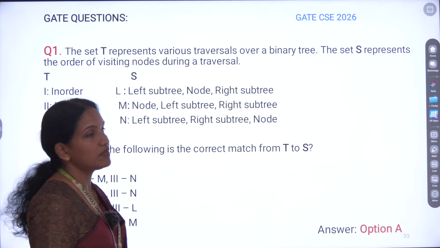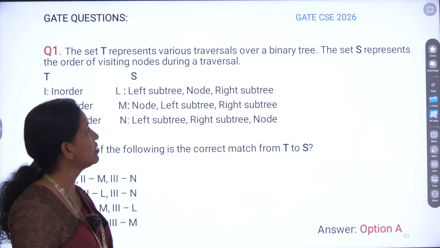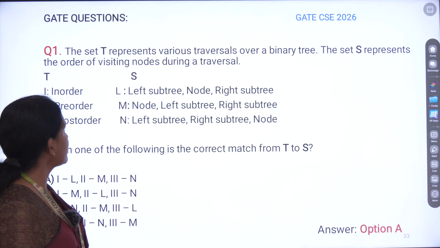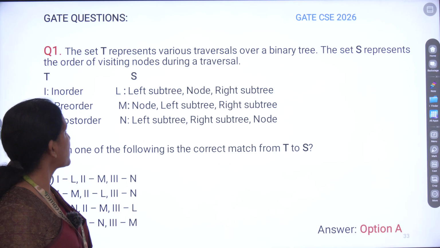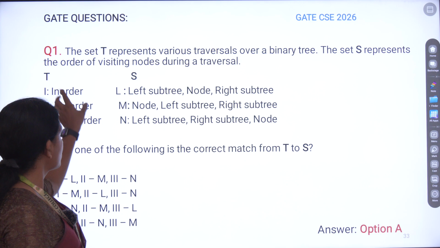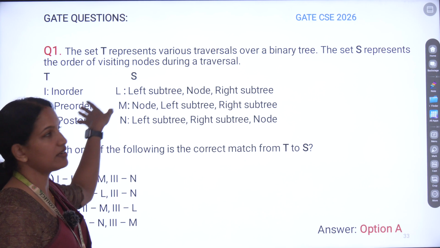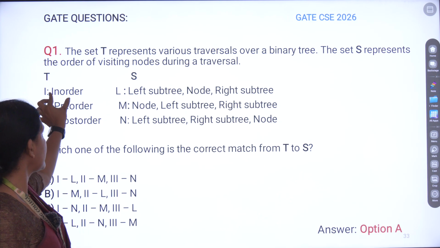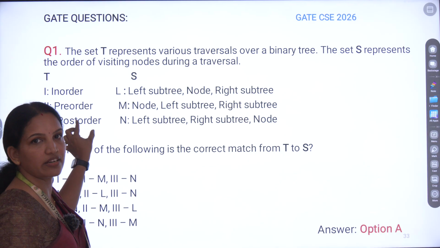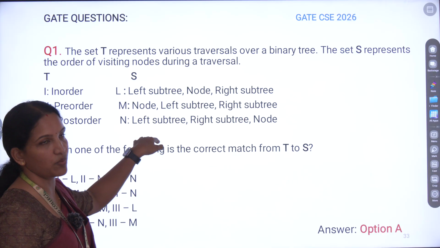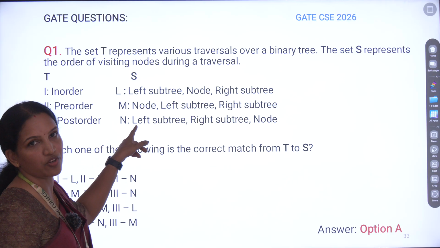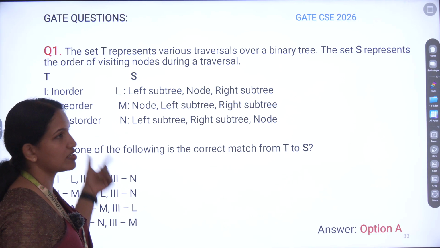Now we'll see some GATE PYQs. So first question, the set T represents various traversals over a binary tree. The set S represents the order of visiting the nodes during a traversal. So two sets of data have been given as T and S. So it is actually in-order, pre-order and post-order traversals, and corresponding L, M, N is given. So we have to match and we have to finalize which is the matching pair.